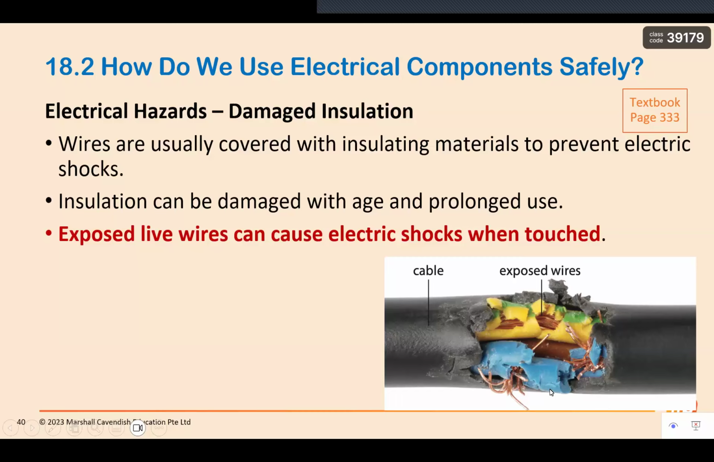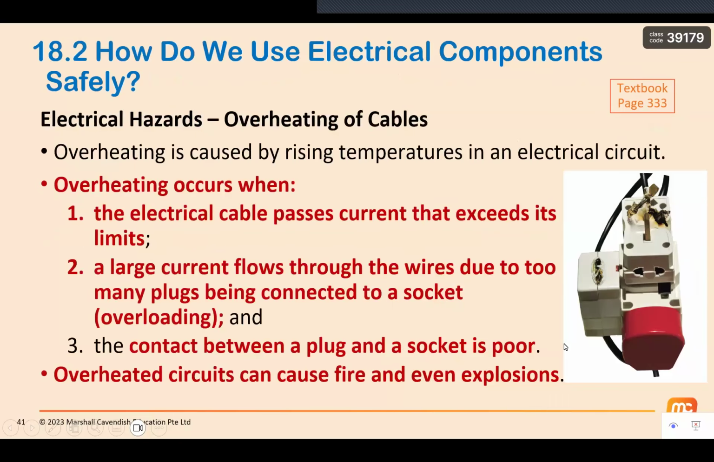So exposed wires are dangerous because if you happen to touch one of them, which is called the live wire that has a high voltage, you will get an electric shock, because with the high voltage, current can flow through your body and down to the ground, and that will cause you an electric shock. So exposed wires can cause electric shock.